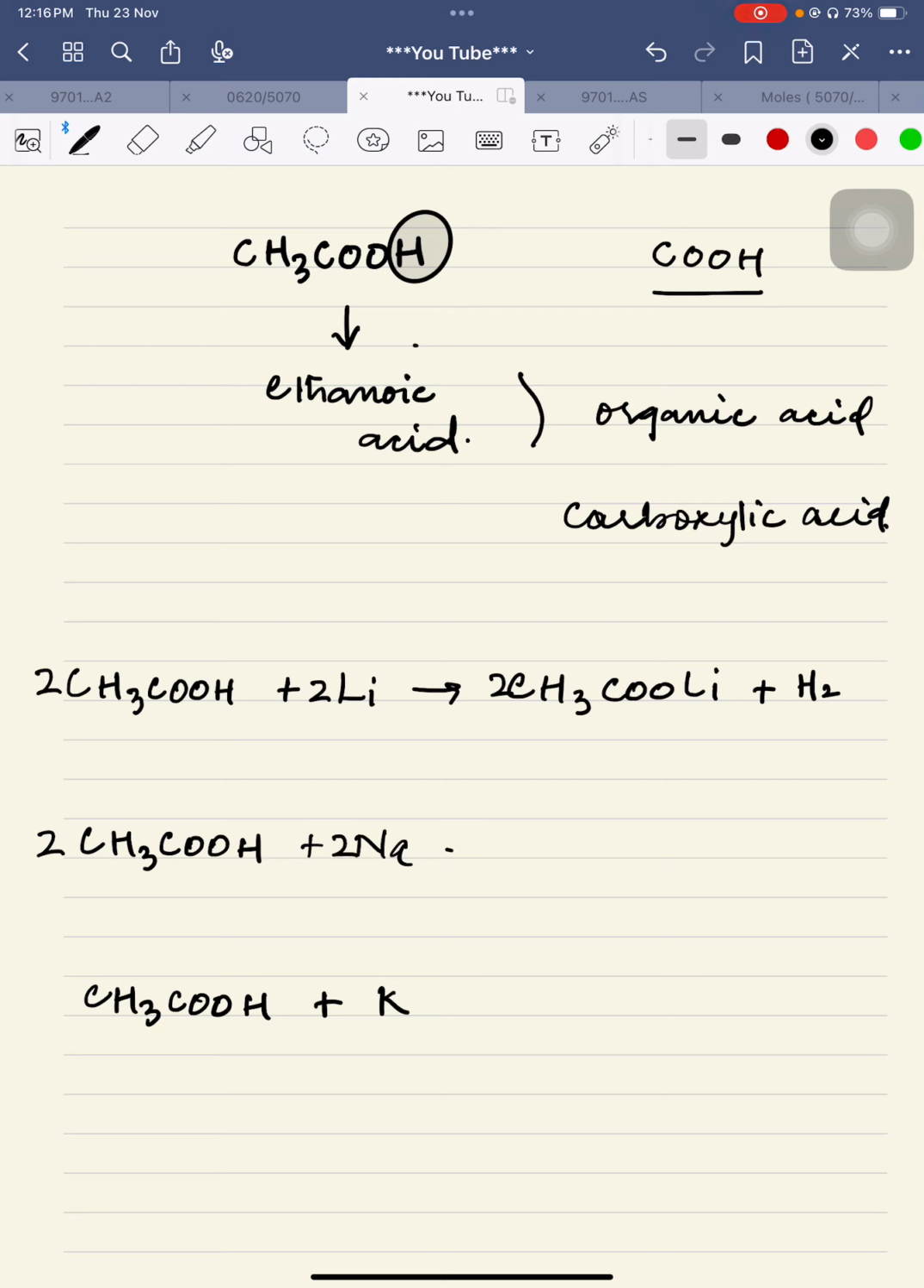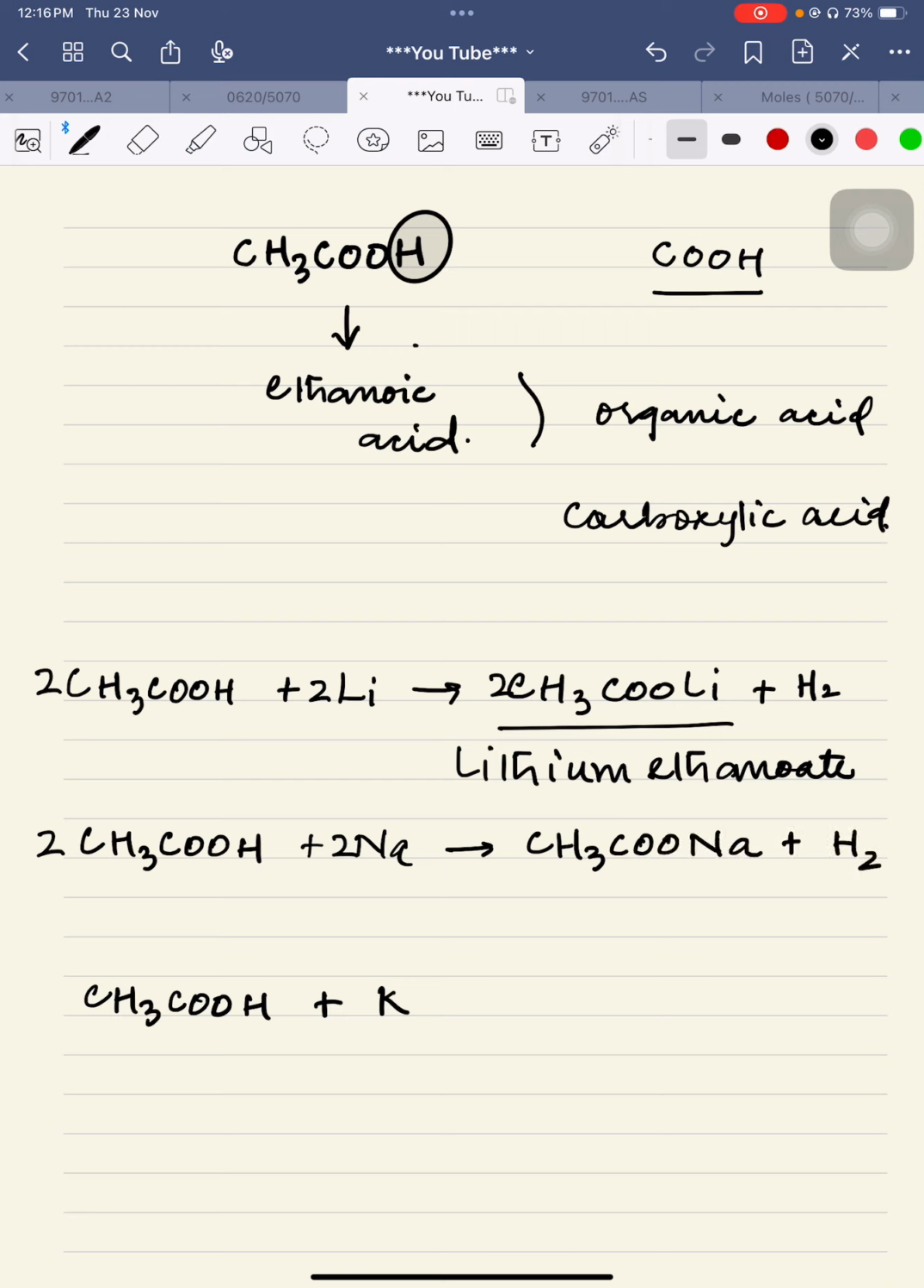So in the same way, the rest of these all are reacting. The compound formed here is called lithium ethanoate. In the same way, the next will be sodium ethanoate and the last will be potassium ethanoate. So the product here will be CH3COONa along with H2. The product in the last will be CH3COOK, potassium ethanoate, along with H2.